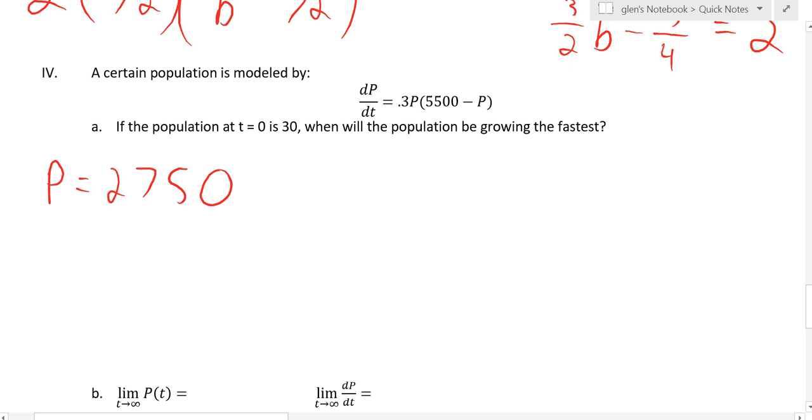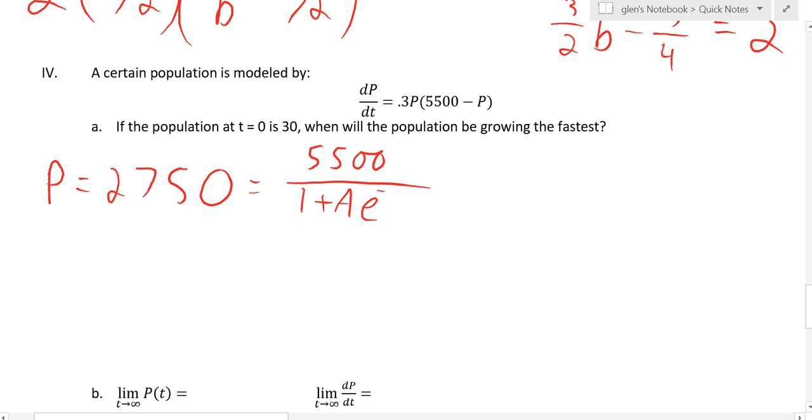But that's not what they asked. I didn't ask what the population was. I said when, which means we need to know what time this is going to happen. So we need to set up an equation to solve for time. I need to find out when P will equal this, so I need an equation for P. The equation for P, because it's logistic, is easy. It's the carrying capacity, which is 5,500, over 1 plus A e to the negative.